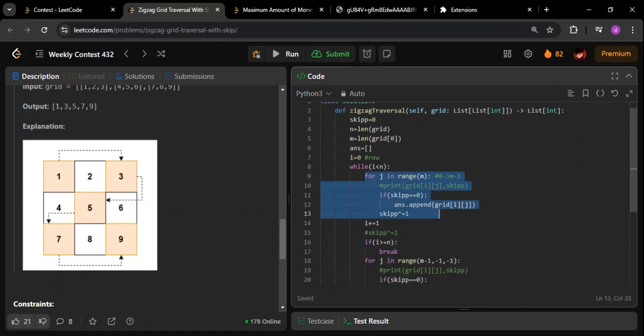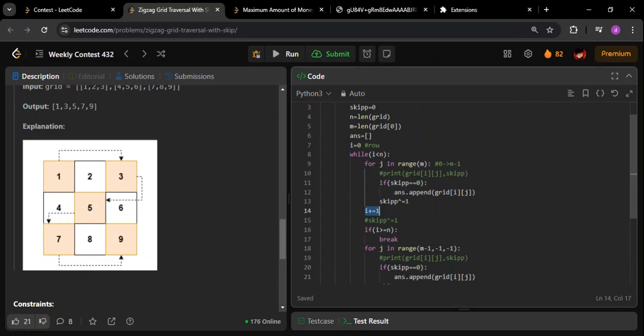So this will be for one row, row number 1, or any row at an even index. It will be used for that. Next I'm doing I plus 1. That is, I am now going to the second row. Try to understand this fact: I am now going to the second row.